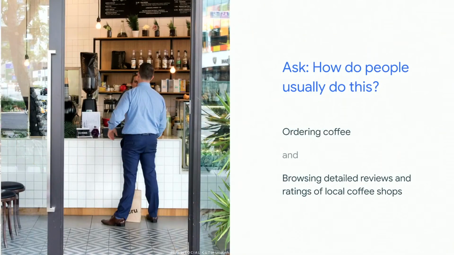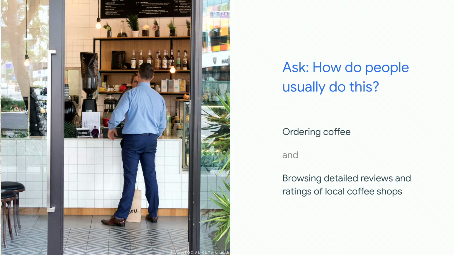Once you have some use cases in mind, you can gut check them by asking yourself, how do people usually do this, and compare the distance between that and how they're doing it in your action. So again, when it comes to ordering coffee, people do that with baristas through their voice all the time, so it's not too big of a jump to do it with an action.